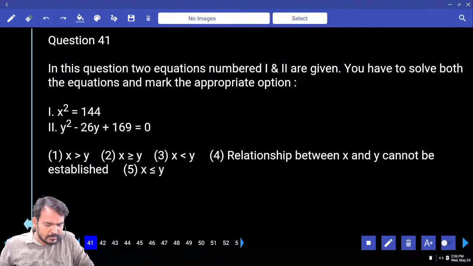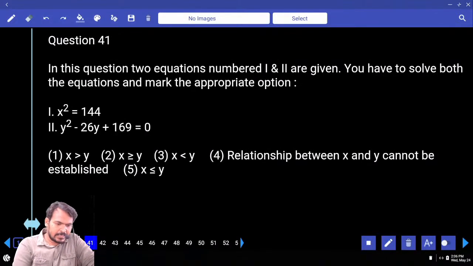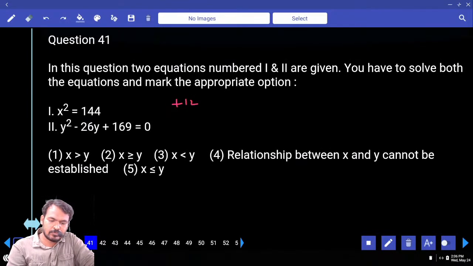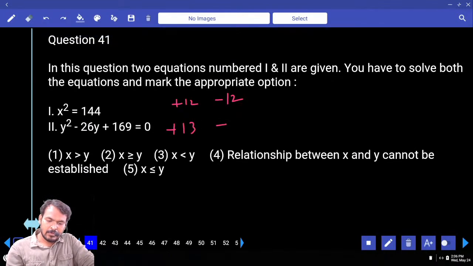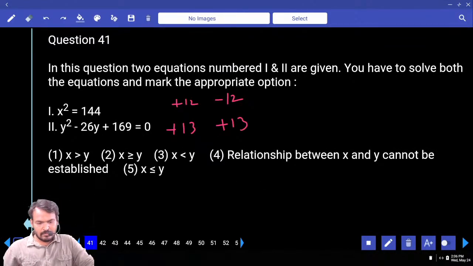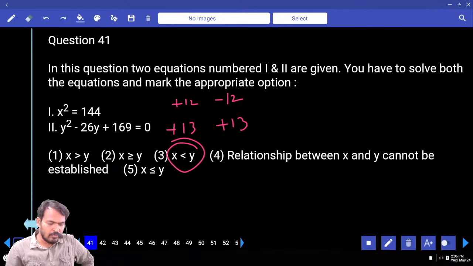Number 41. x square equal to 144, then x equal to plus or minus 12. One is plus 12, another one minus 12. Second one, y square minus 26y plus 169. Product, one is plus 13, another one plus 13. 12 compared to 13 less than, minus 12 compared to 13 less than, then answer x is less than y.